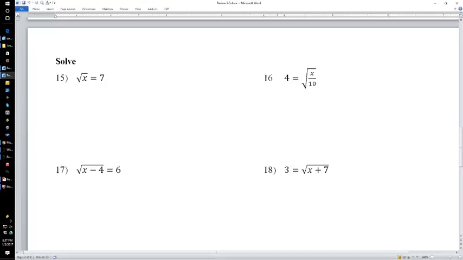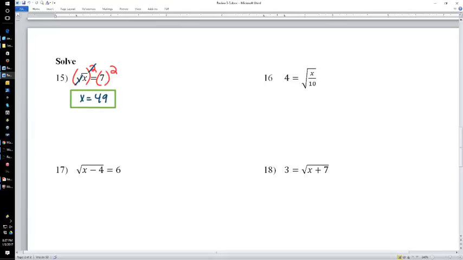So what we're going to do for number 15, we start off by simply squaring both sides. We get down to just the radical, and then we square both sides. So the answer is, those cancel out, x equals 49. Okay.